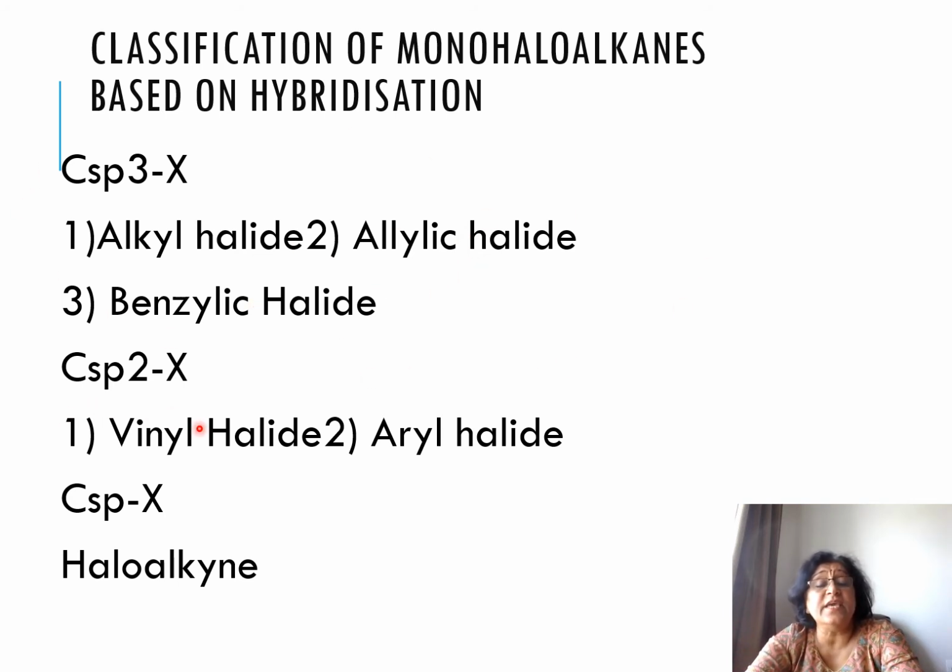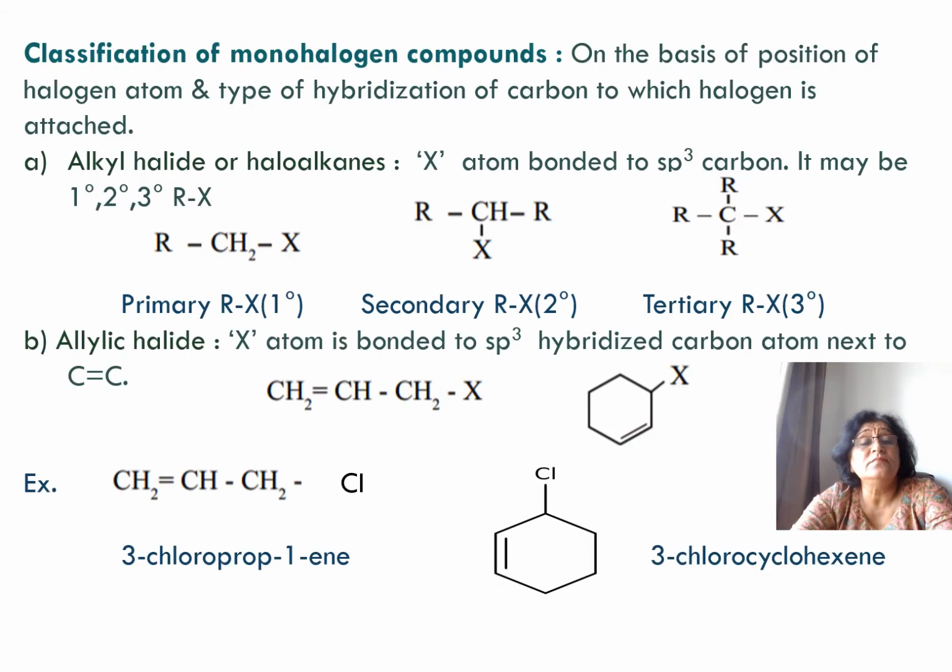And the second one is Csp2X. Here the sp2 hybridized carbon is attached to the halogen, and there are two types: vinyl halide and aryl halide. Then the third type is when the sp carbon is attached to the halogen, it is haloalkyne. So here you see on the basis of the halogen atom and type of hybridization, the monohalogen derivatives are further classified into, as I showed you, Csp3X, Csp2X, and CspX.